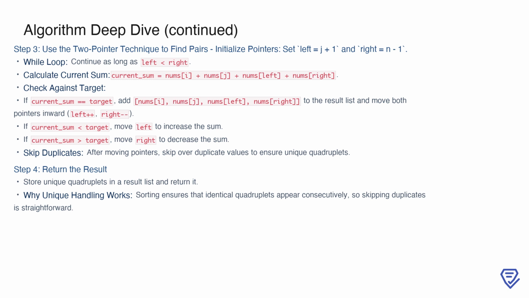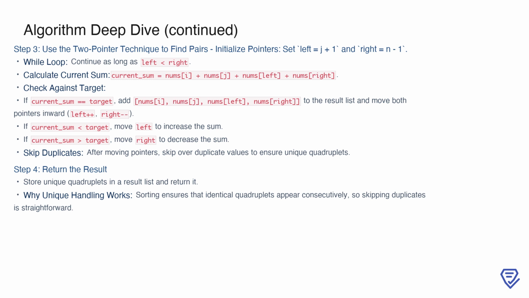With the two elements fixed, we now use the two-pointer technique to find pairs in the remaining array. The left pointer is initialized to the position right after the second fixed element, and the right pointer starts at the end of the array. While the left pointer is less than the right, we calculate the current sum of the quadruplet formed by the fixed elements and the elements at the left and right pointers. If this sum matches the target, we add the quadruplet to the result list and move both pointers inward to explore other potential pairs. If the current sum is less than the target, we move the left pointer to the right to increase the sum.